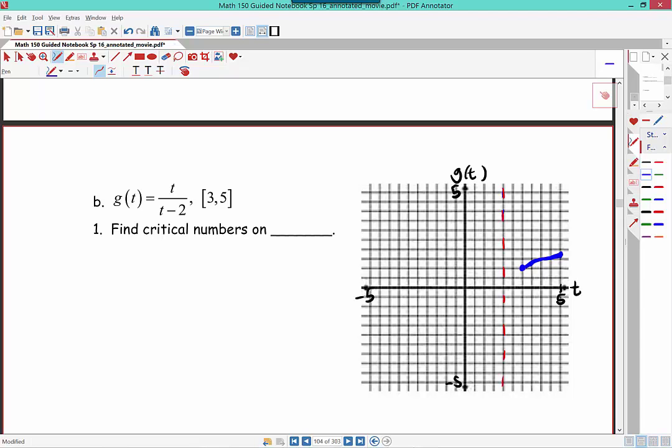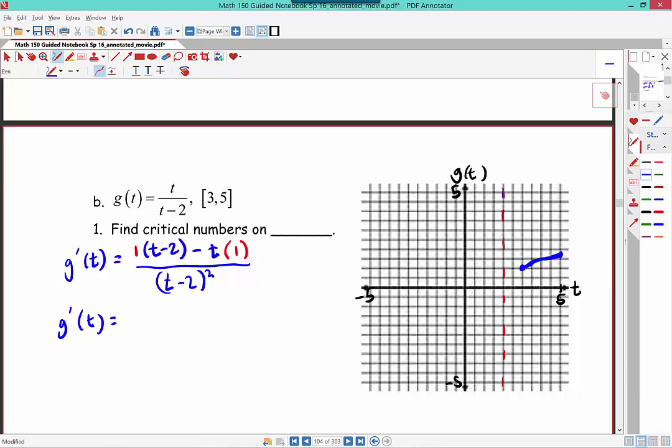And so let's find our critical numbers. We'll just find them by setting the derivative equal to 0 and solving, because that's the only way we'll get a critical number. So the derivative of the numerator is 1, and then we multiply that to the denominator minus the numerator times the derivative of the denominator, which will also be 1, over the denominator squared. So g prime at t will be (t minus 2 minus t) over (t minus 2) quantity squared.